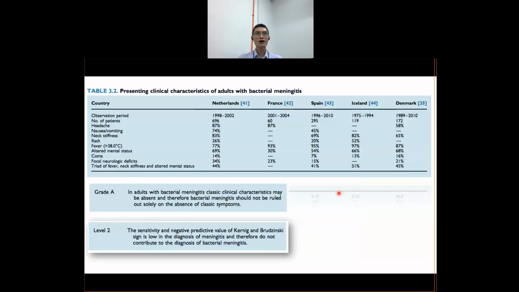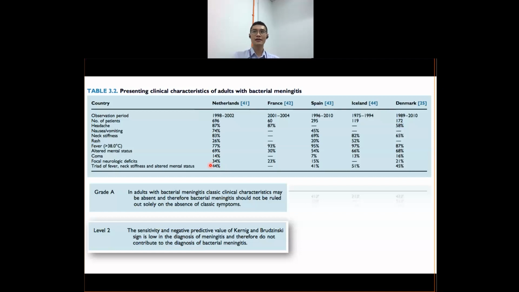Okay, so just to recap, what are the clinical presentations of patients with bacterial meningitis? Other than headache, nausea, vomiting, neck stiffness, rashes, fever, comatose or coma, focal neurological deficit can also happen. But remember that if you have a triad of fever, neck stiffness, and altered mental status, sometimes it will only pick up close to 50% of the patients.